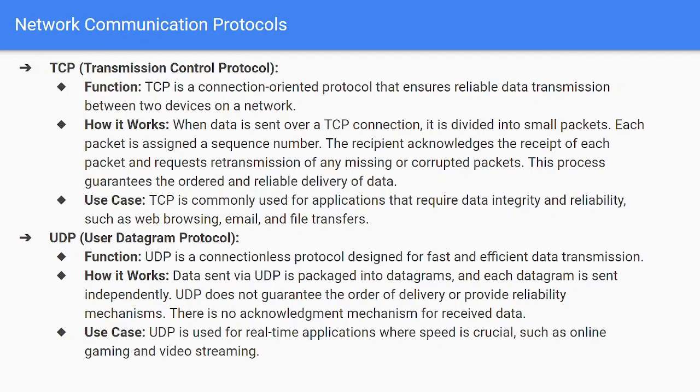How does it work? Data sent via UDP is packaged into datagrams, and each datagram is sent independently. UDP does not guarantee the order of delivery or provide reliability metrics. There is no acknowledgement mechanism for received data. So basically for UDP, there's no way to acknowledge that, oh, I didn't get this data. But it's fast, right?